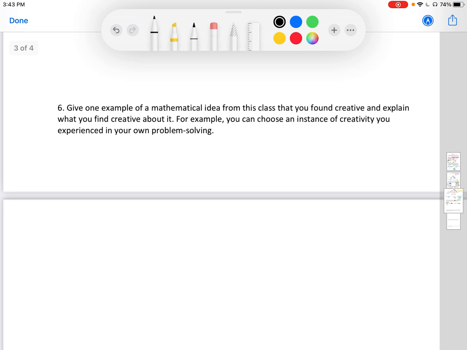6. Give one example of a mathematical idea from this class that you found creative and explain what you find creative about it. For example, you can choose an instance of creativity you experience in your own problem solving. So again, try to answer your question using examples from your text if you like, or you can look around the internet, see what you find.